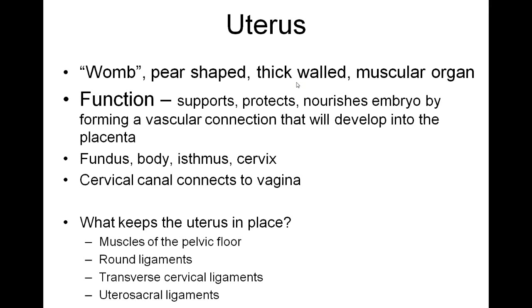The uterus we've talked about. It's pear-shaped and muscular, and the whole idea behind having the uterus is to support, protect, and nourish the embryo. It's going to form a connection with the embryo, and that connection is going to develop into the placenta. The cervical canal connects to the vagina. We talked about the ligaments that keep the uterus in place: the round ligaments, the transverse cervical ligaments, the uterosacral ligaments, and the muscles of the pelvic floor are all going to keep the uterus where it's supposed to be so it doesn't prolapse.